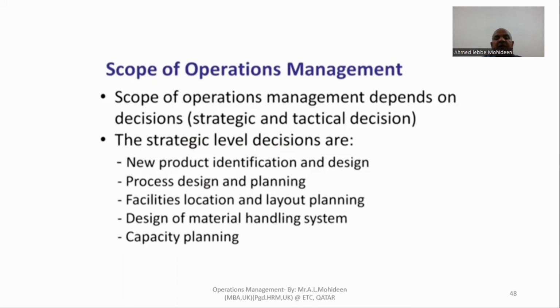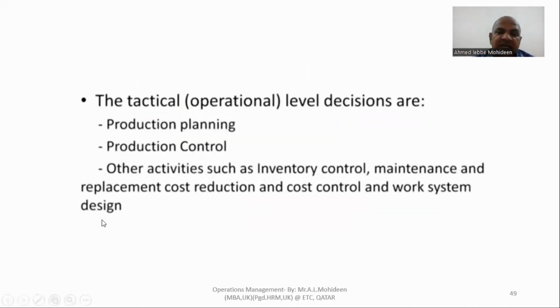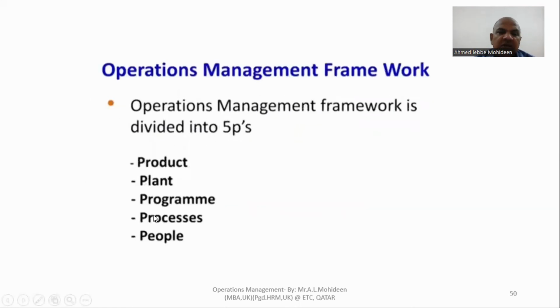These are the areas you have to focus on. Strategic level decisions: new product identification and design, process design planning, facility location and layout planning, design of the materials handling system, and capacity planning. I will discuss these in detail, not here in the operation. You have to understand this. Tacticals are connected with production planning and production control.